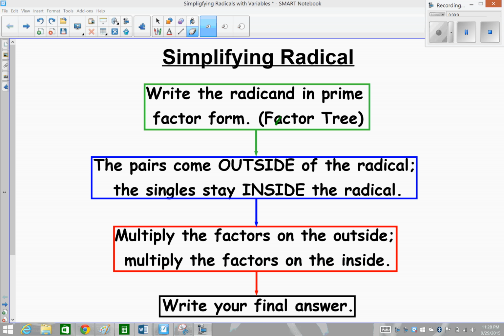In this video, we will look at simplifying radicals, including variables. We're going to follow the process that we have here on our flow map. We're going to write the radicand in its prime factor form. Then we'll take the pairs and those will come outside of the radical, and the singles will stay inside of the radical. We'll multiply the factors on the outside and multiply the factors on the inside, and then we'll be able to write our final answer.